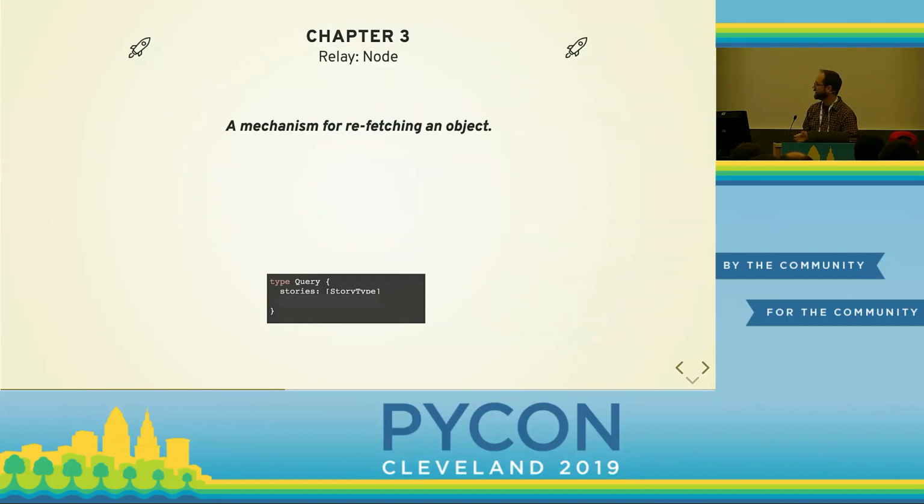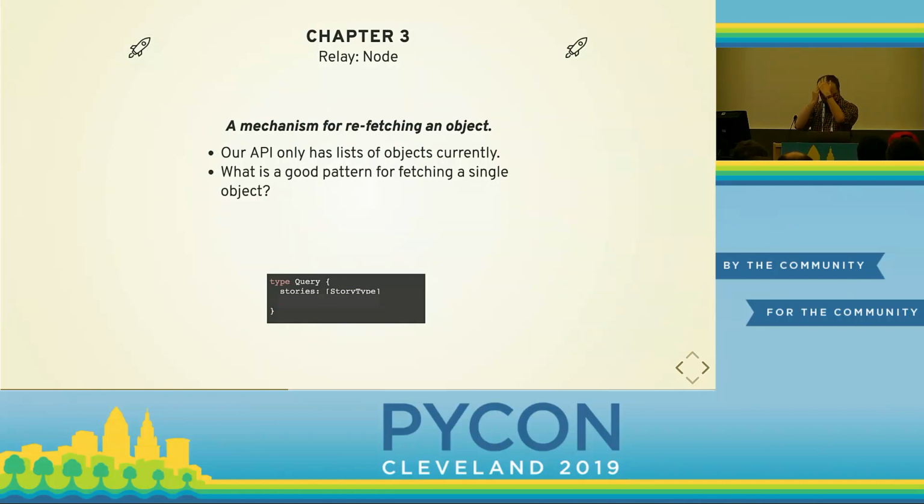So the first requirement from Relay is a mechanism for refetching an object. You may have noticed that our simple API right now only has the ability to fetch a list of stories. As our list of stories grows, as we get more data in our database, obviously we won't be able to send all of the stories to the client. If we have 1 million stories, we need a way to page through those results.